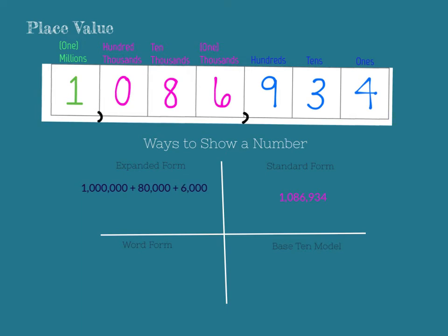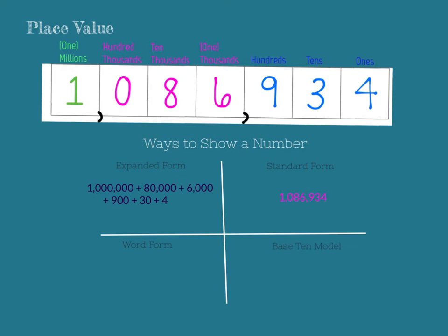And after 6,000, we still need to add 900, 30, and then 4. Let's go ahead and add those. So this is what it would look like for our final expanded form. 1 million plus 8 10,000s or 80,000 plus 6 1,000s, that's the same as 6,000, plus 900s plus 3 tens, which is 30, plus 4. That's expanded form.